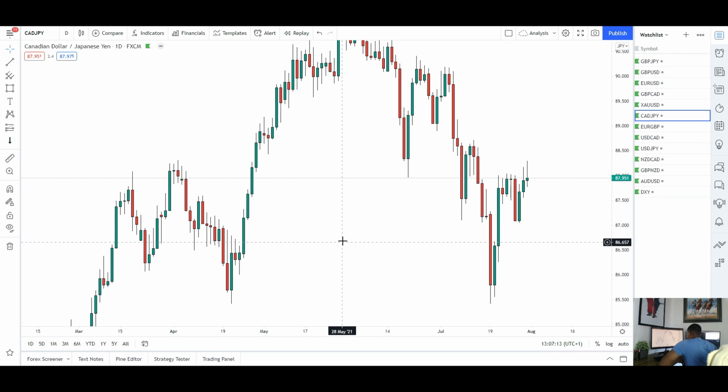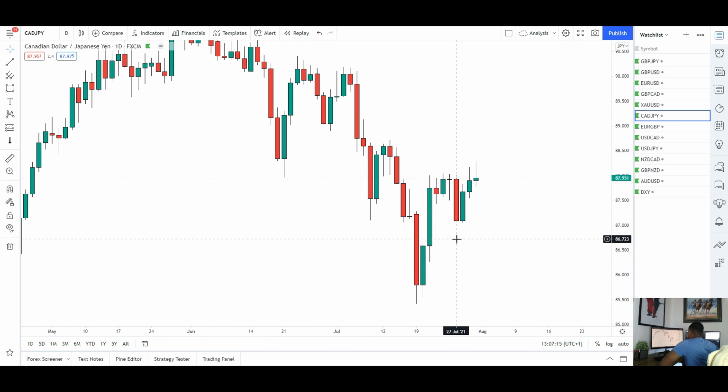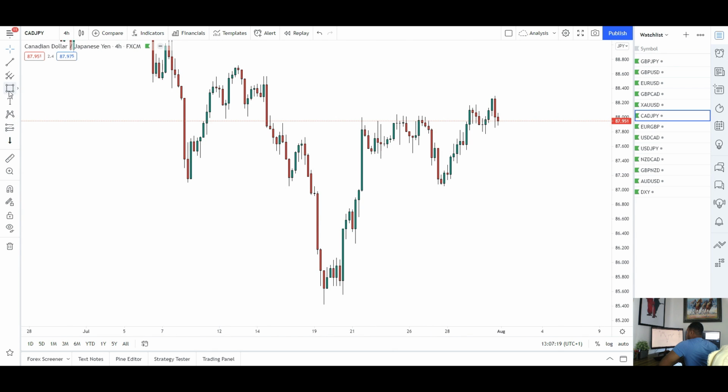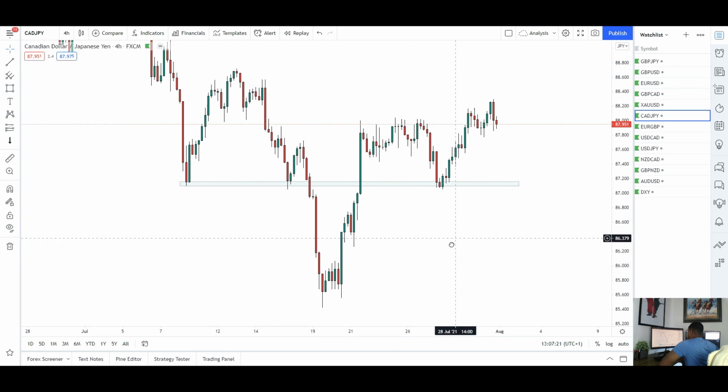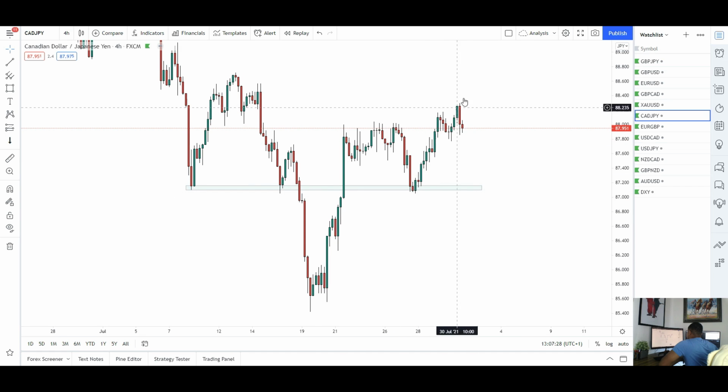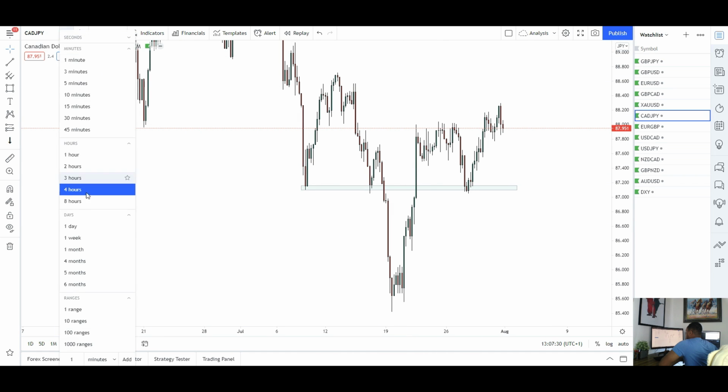Okay, so next up we've got CAD JPY. So for this pair, we did see a nice movement to the downside this week, which was expected. I was expecting to see the market move a little bit further than this. As you can see, it did reject this support here. Was expecting the market to come into the 86,200 mark, but as you can see, we got to around the 87 and found support and shot to the upside there.